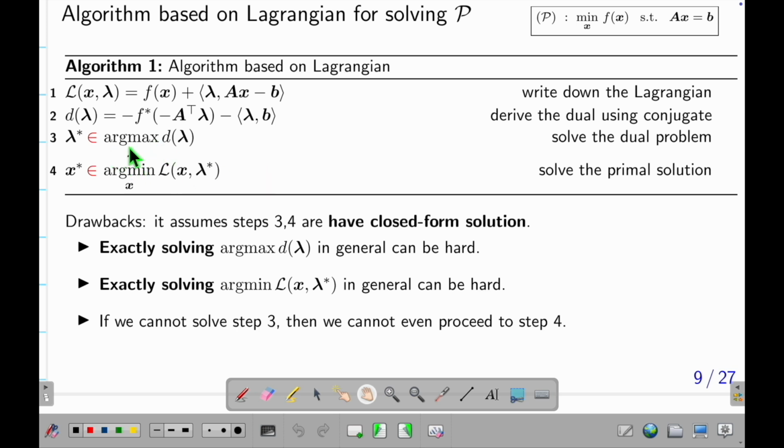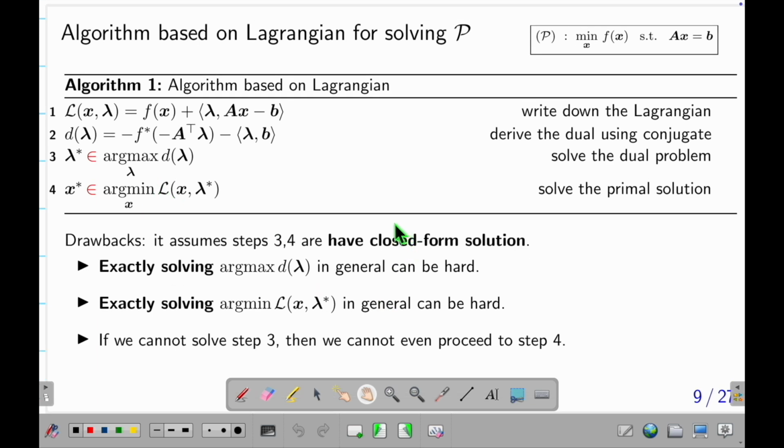This is an abstract, useless algorithm. Why? This is an optimization problem. It is possible that this function is very difficult to maximize. So in principle, step 3 can be very expensive, and step 4 can also be very expensive. So this actually is useless. This is why people start up with other methods. This is the starting point. Then how do we improve this useless algorithm?